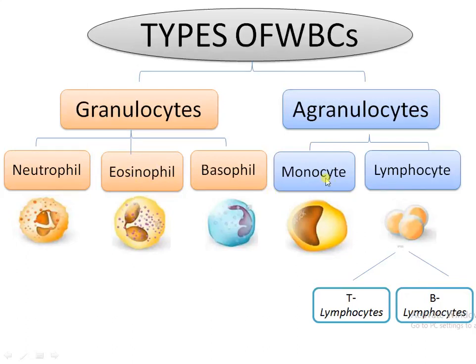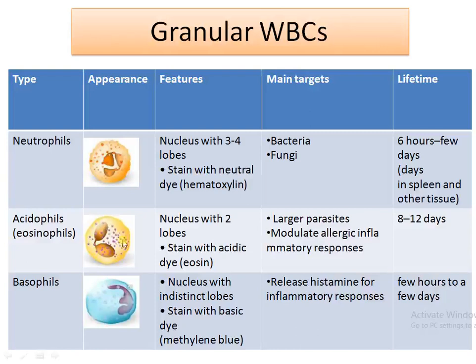Agranulocytes can be monocytes or lymphocytes. Lymphocytes are of two distinct types, T lymphocytes or B lymphocytes. T lymphocytes can be killer T cells, helper T cells or memory T cells. First we will discuss granulocytes.